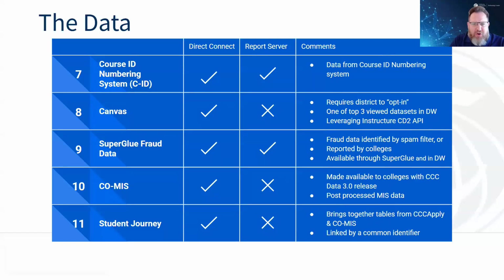Data from the Superglue fraud reporting, which previously has been referred to as bidirectional fraud reporting. This is made up of fraud data either identified by the spam filter or reported by colleges to the Tech Center as locally identified fraud. Data from the Chancellor's Office MIS system, which is made available to colleges, was recently released with our 3.0 release.